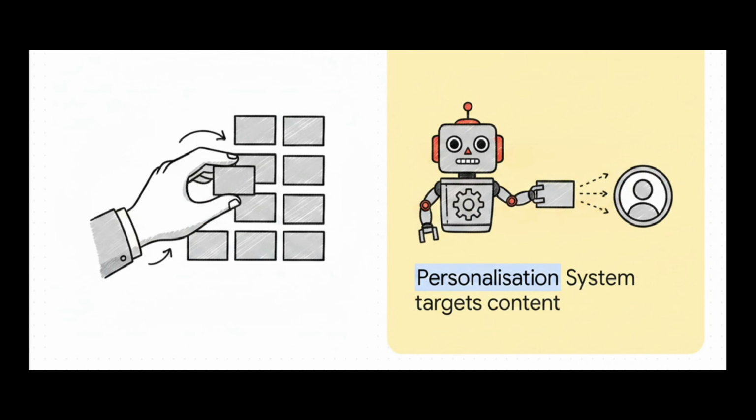The big difference here really comes down to who is actually in control. You give the user absolute power with customization. They're the ones deciding to rearrange their dashboard or manually pick specific cities for their weather app. But with personalization, the system itself does the heavy lifting. In the background, the software classifies you based on your habits and serves up targeted content automatically.